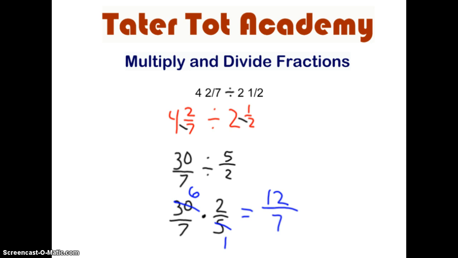We can use that as an answer if we want to keep it improper, or if we want to turn it into a proper fraction, we see how many times 7 can go into 12, and it can go in one whole time. And if I divide 7 into 12, I'm going to have 5 left over. So 1 and 5/7.